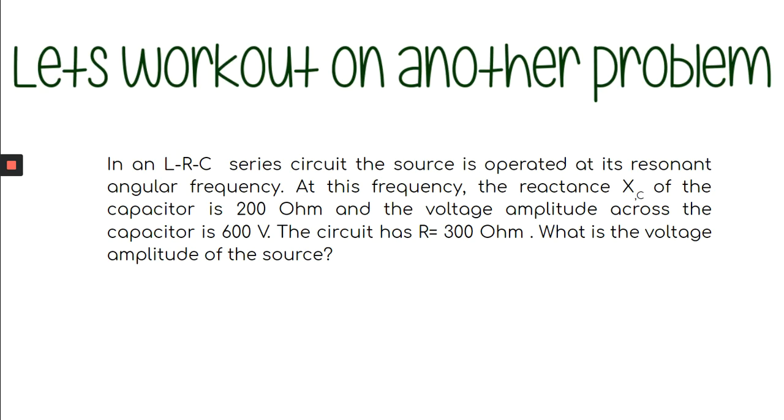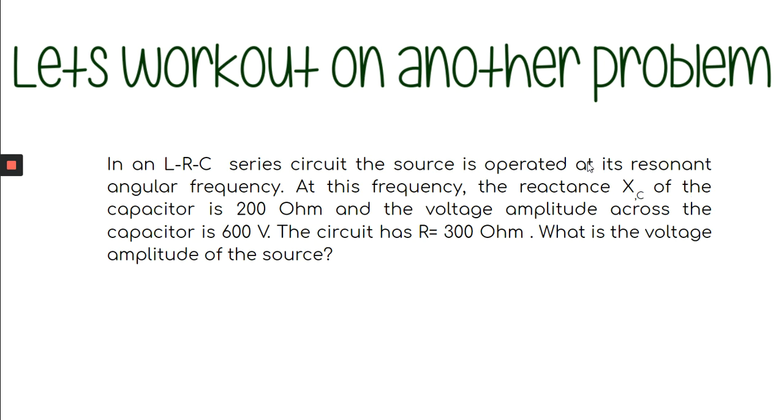Now another problem. It is the LRC series circuit. In the last case we discussed a circuit containing only a capacitor. Here it is an LRC series circuit. The source is operated at its resonant frequency. This is important. At this frequency, the reactance Xc of the capacitor, or you can say simply the capacitive reactance, is 200 ohm, and the voltage amplitude across the capacitor is 600 volt. The circuit has R equal to 300 ohm. What is the voltage amplitude of the source?